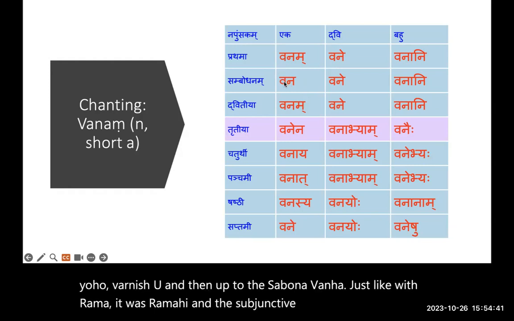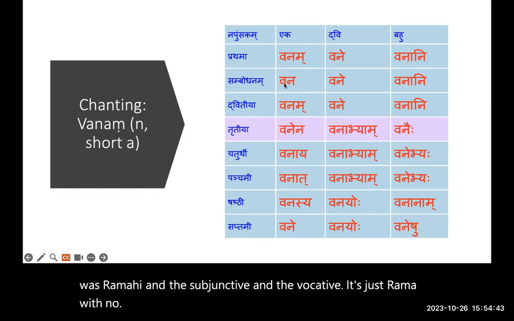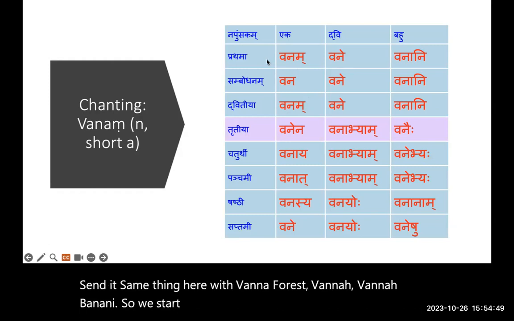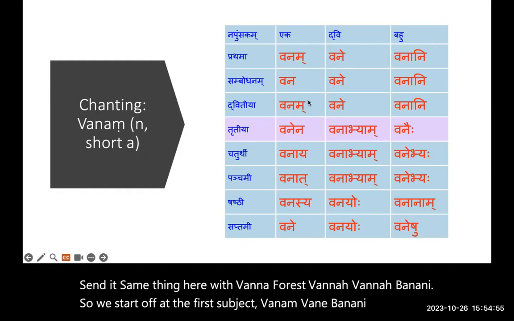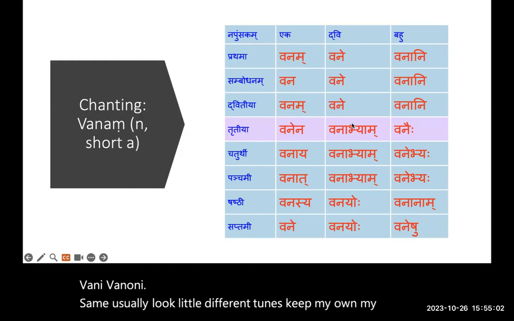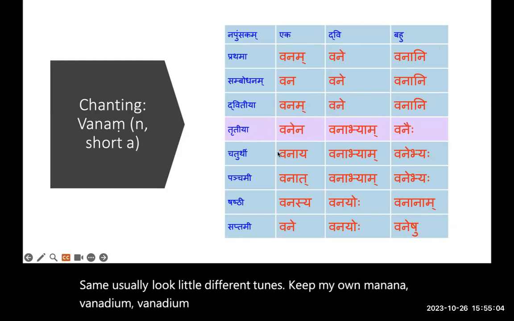And then up to the sambodhana, vanah, just like with Rama, it was Ramah in the nominative. In the vocative, it's just Rama with no ending. Same thing here with vana, forest. Vana, vane, vanani. So we start off at the first, the subject. Vanam, vane, vanani. So I'm using a little different tune. I'll just give my own. Vanena, vanabhyam, vanaihi. Vanaya, vanabhyam, vanebhyah.